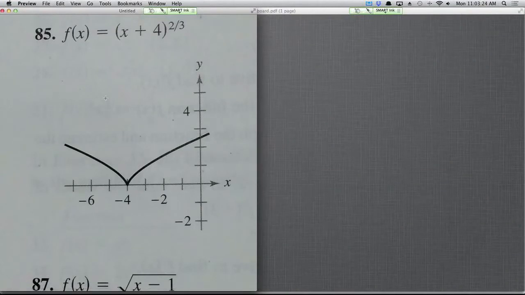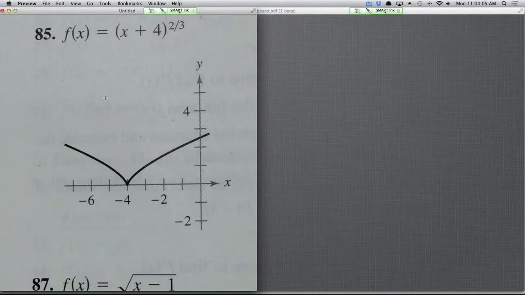I have f of x equals x plus 4 to the 2/3, and I have the graph of it. What do you guys think about the differentiability of this one? Differentiable from -7 to... Now, don't just say -7, because your book means for this to go on to the left and for that to go on to the right. So I've got it's differentiable everywhere but -4.